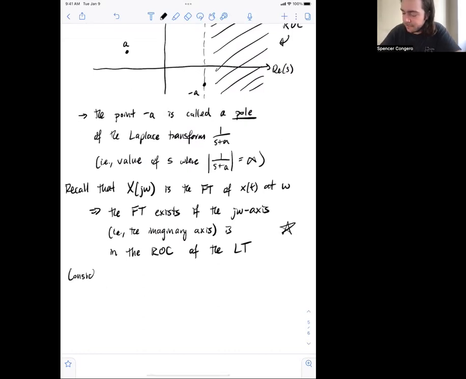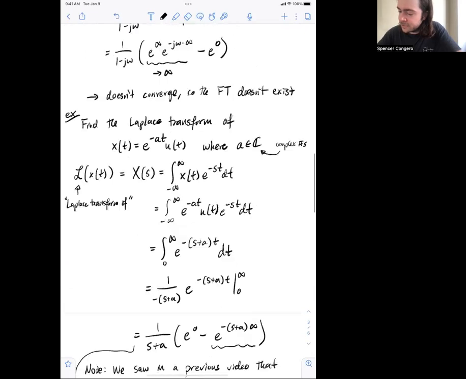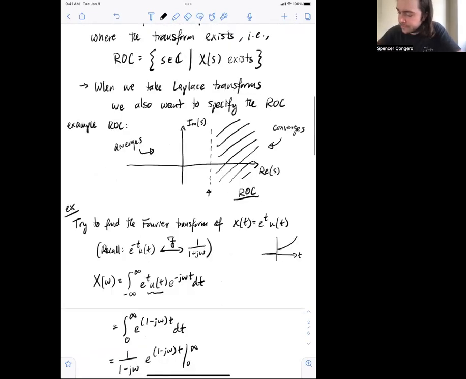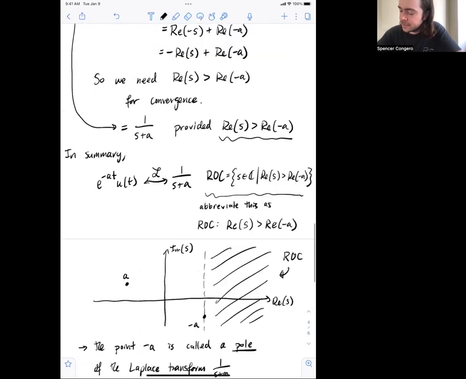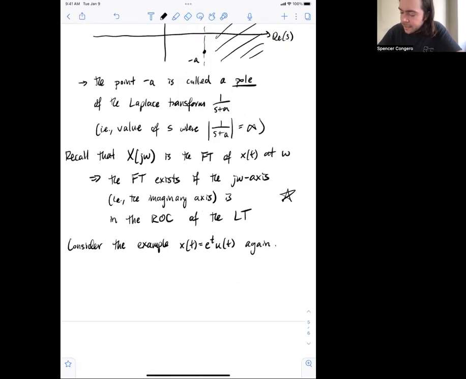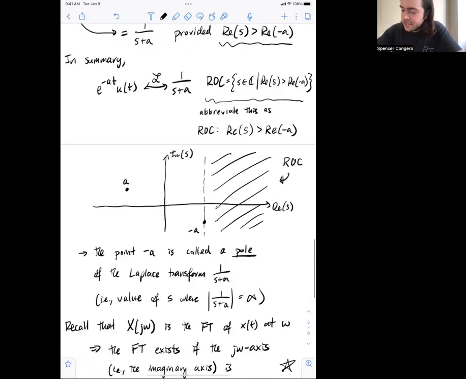So let's consider again the example x of t, which is going to be e to the t u of t. Let's consider that again, so we can try to apply this new understanding. Remember, that was the function we tried to find the Fourier transform of, the one that blows up. And how can we use the Laplace transform we just found?